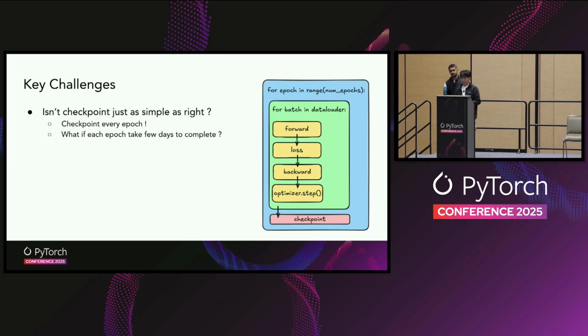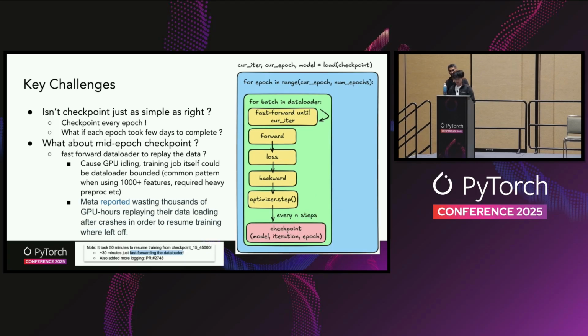But this approach isn't ideal when a single epoch takes a long time, on the order of days. So we need a strategy of mid-epoch checkpointing. A simple approach is just to save the current iteration every n steps, so that on restart, the job can fast forward and then resume from that point.